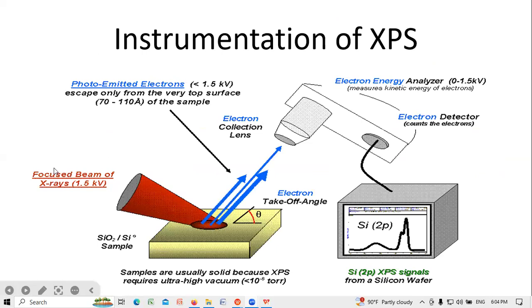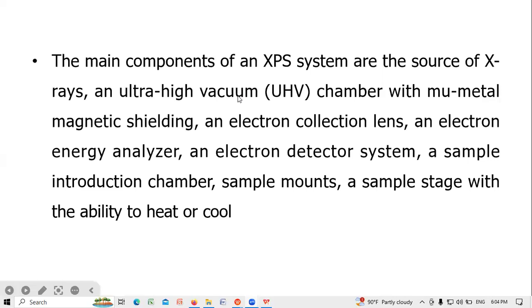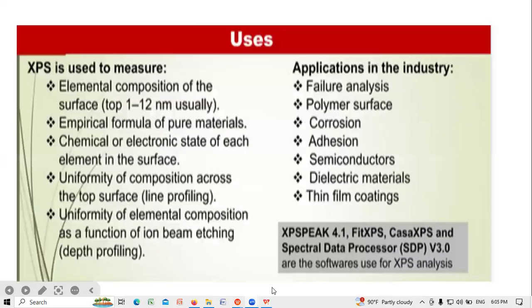Instrumentation: a focused beam of X-rays, and ejected electrons reach the energy analyzer and detector. The main components are the X-ray source, an ultra-high vacuum chamber with a metal magnetic shielding and electron collection lens, an electron energy analyzer, an electron detector system, and a sample introduction chamber, sample mount, and sample stage with the ability to heat and cool.